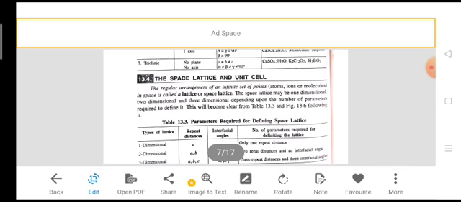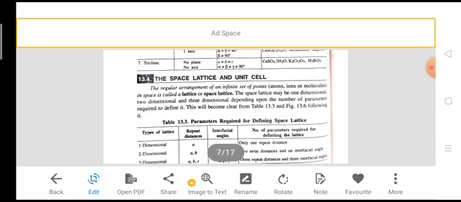The regular arrangement of an infinite set of points in space is called a lattice or a space lattice. Once again I repeat, the regular arrangement of an infinite set of points. The points may be atoms, ions or molecules in space is called a lattice or space lattice.